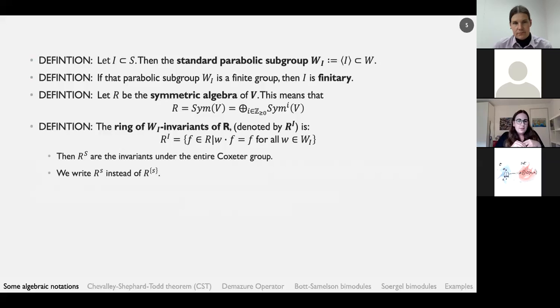We write R with a small s instead of R with the set S, because s are elements, and that's clear, so it's not necessary to write the brackets.